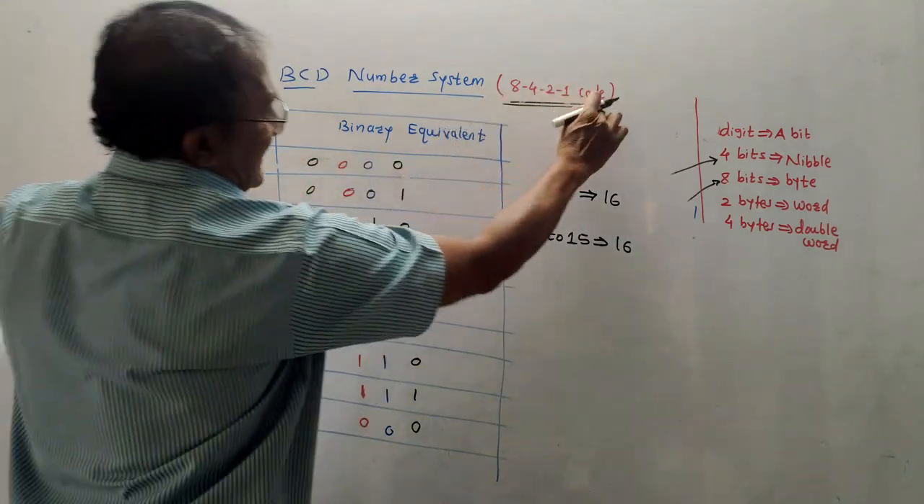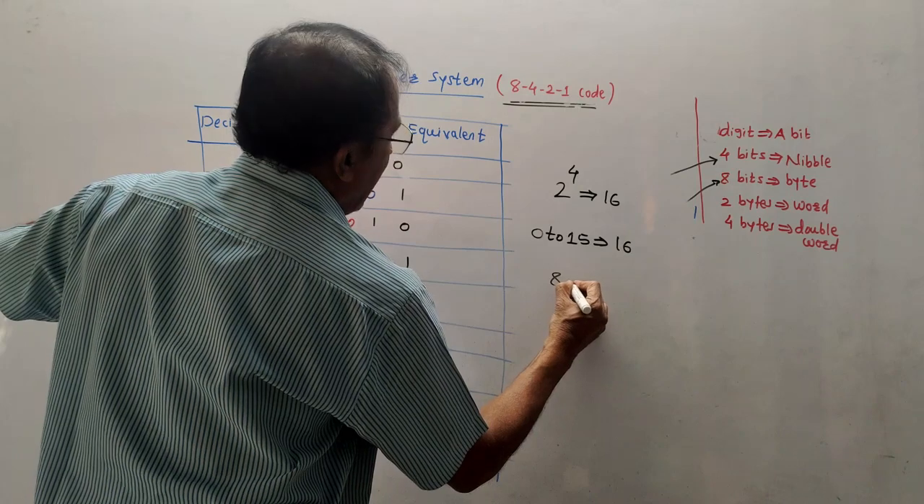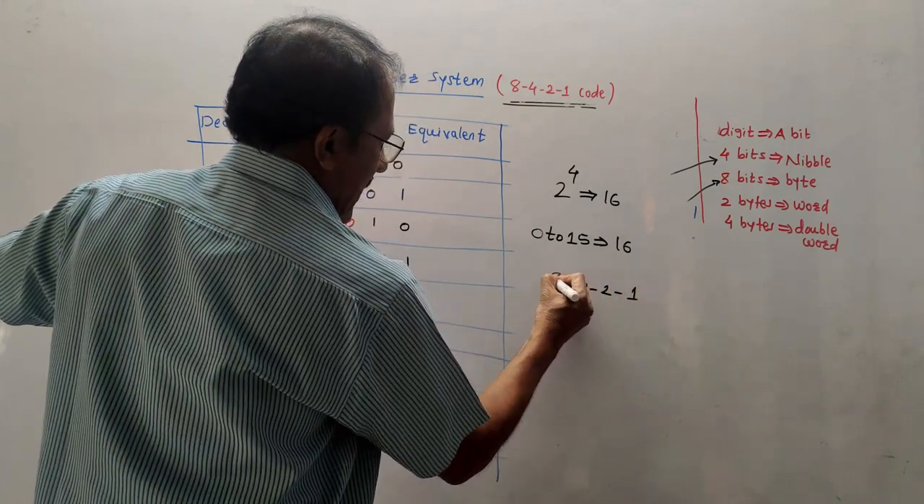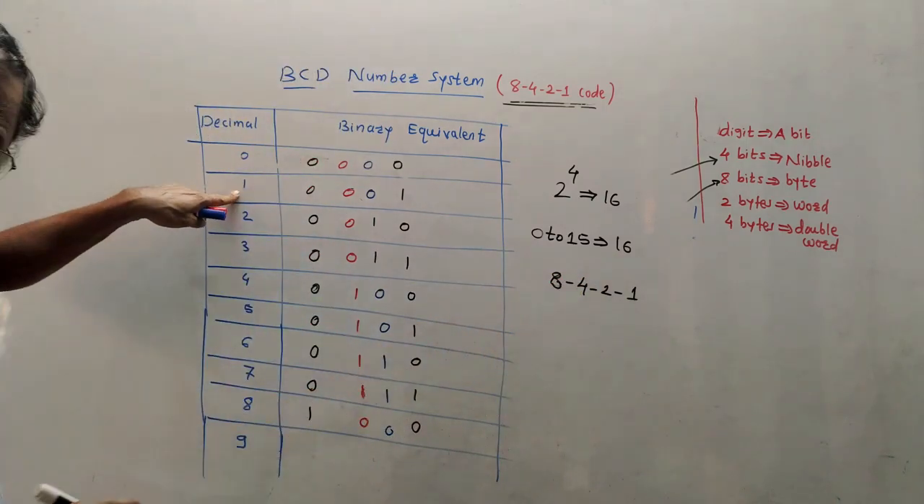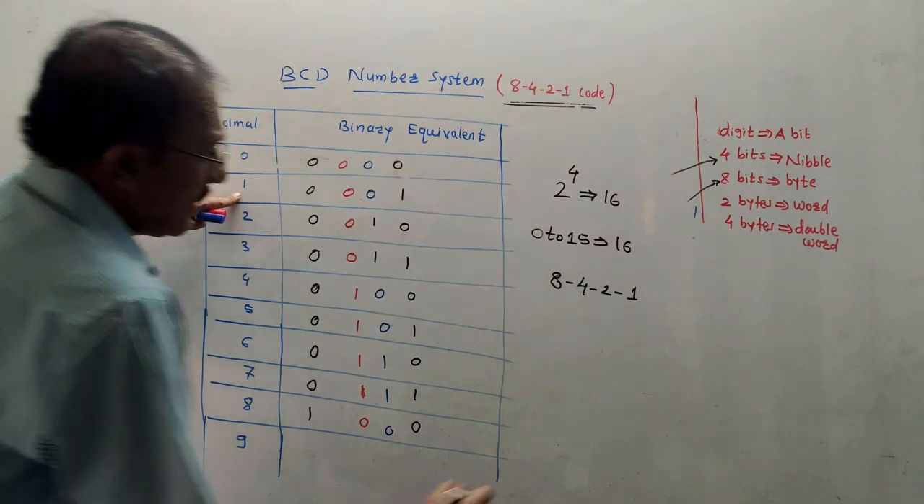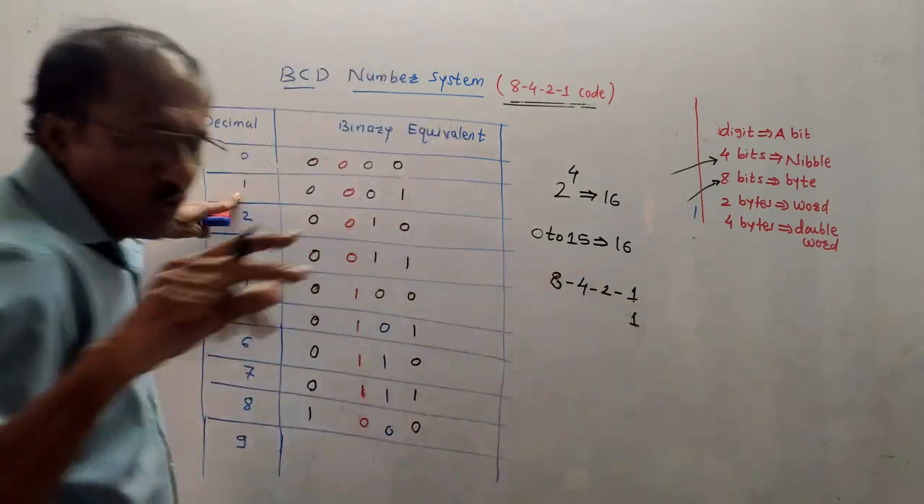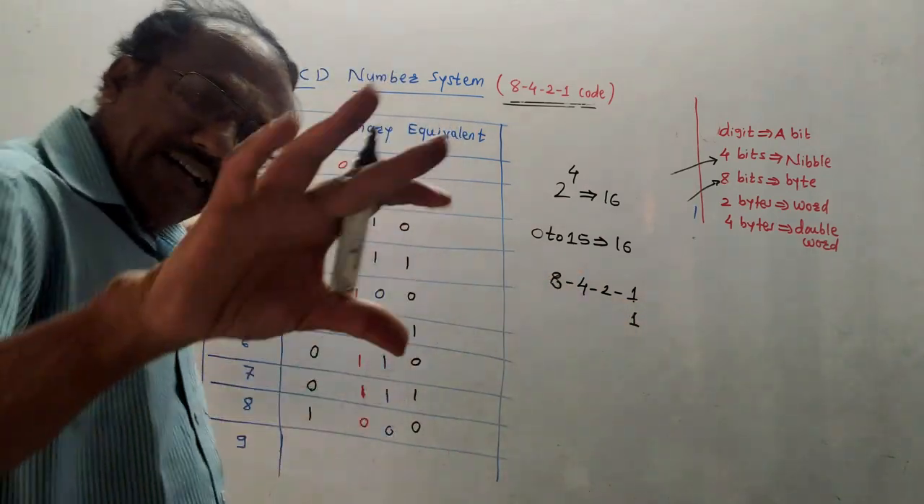For 1, look at this system. How to represent it? It is 8, then 4, then 2, 1. This is the way how to represent it. What is the number? It is 1. So below this one, I will write this value 1. You need to make use of either 0 or 1.